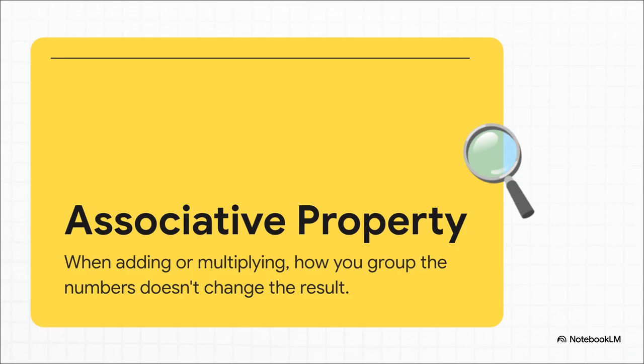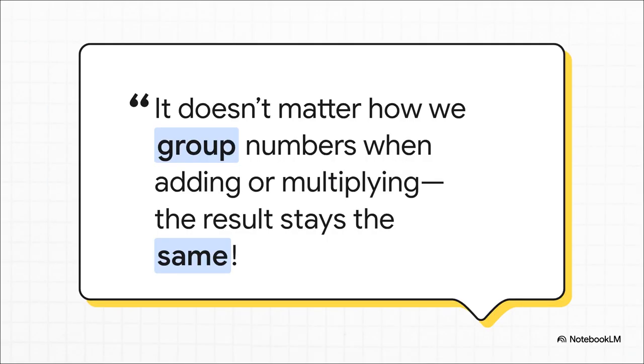It just means that when you're adding a bunch of numbers or multiplying them, it doesn't matter how you group them. The final answer is going to be the same no matter what. To boil it down even further, our source material puts it perfectly. It just doesn't matter how you associate the numbers. The result is totally locked in.